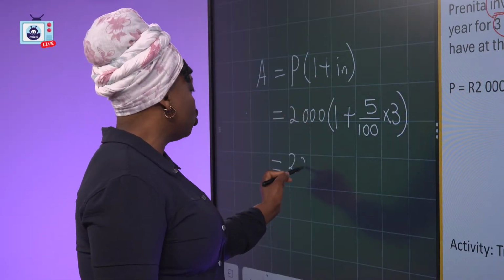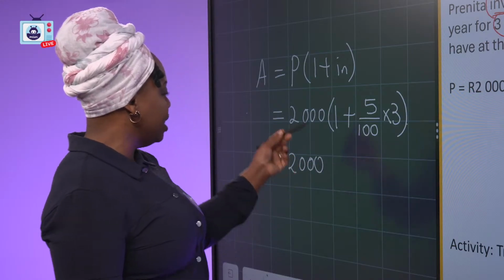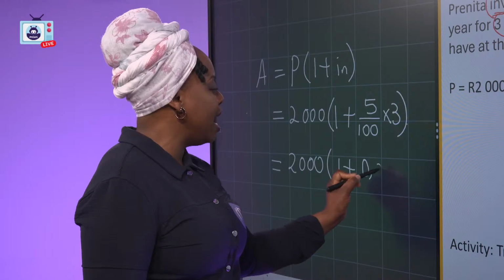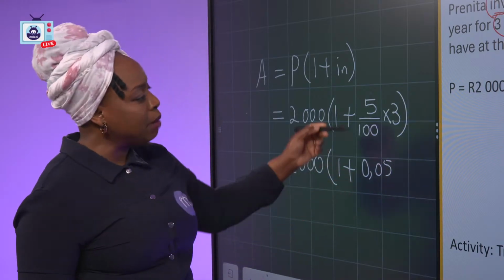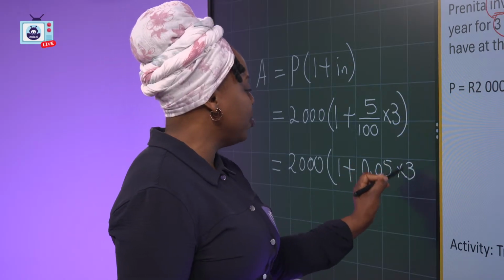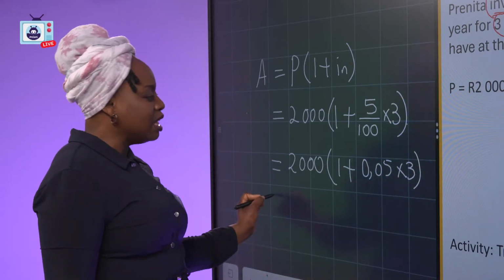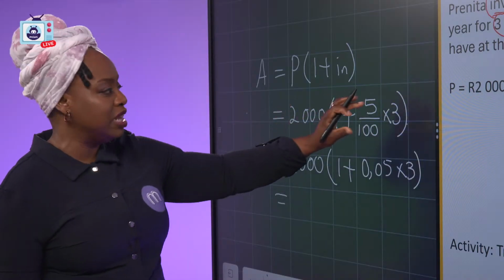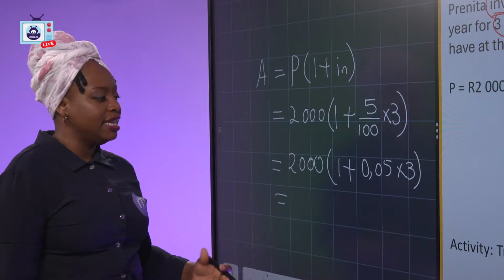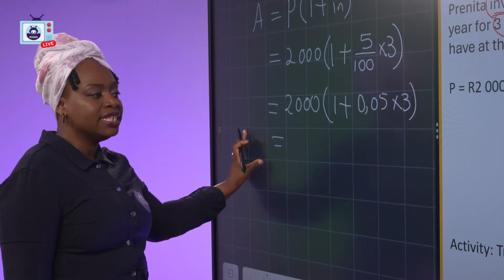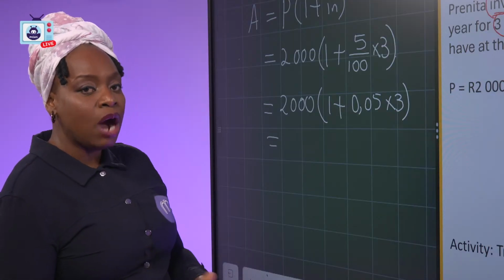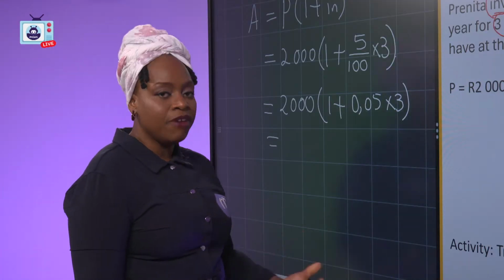Then you just show that the next step after that will be 1 plus 0,05, which is coming from 5 divided by 100. You still multiply that by 3, and then you leave it. Otherwise, you can just put everything from the first step of substituting into your calculator, and then you'll be able to get the correct answer, because you need to avoid leaving out some values as they have commas, right?